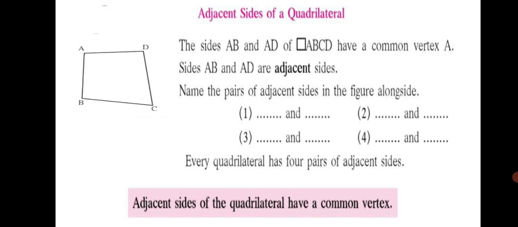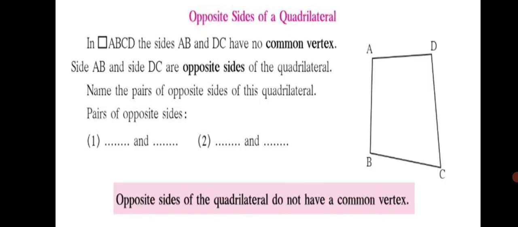Let's learn about opposite sides of a quadrilateral. In quadrilateral ABCD here, the side AB, you can see AB, and side DC here, have no common vertex. So side AB and side DC are opposite sides of the quadrilateral. Name the pairs of the opposite sides of this quadrilateral. So the pairs of opposite sides are, you can write in your textbook.